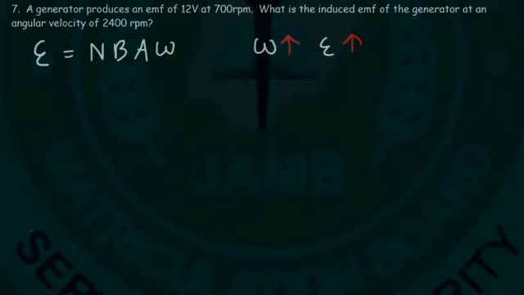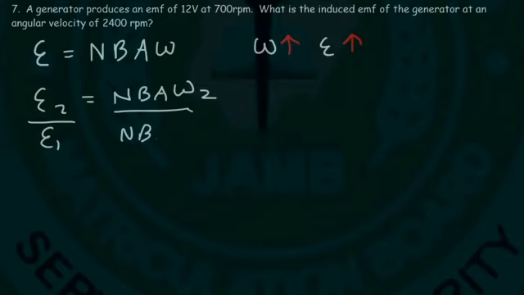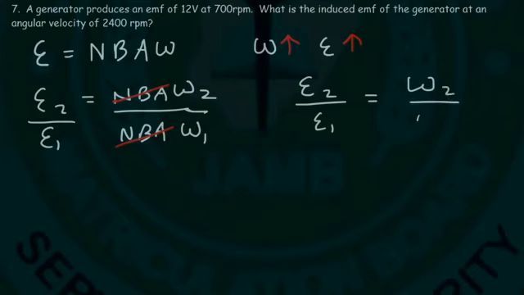So let's see if we can write an equation that describes E and omega. E2 is going to be NBA times omega 2. E1 is going to be NBA times omega 1. So if we're using the same generator, it's going to have the same number of loops, which means we can cancel N, the same magnetic field, and the same area. The only difference is the rotation speed, or the angular velocity. So this is the equation that we need. E2 over E1 is equal to omega 2 over omega 1, or epsilon 2 over epsilon 1.